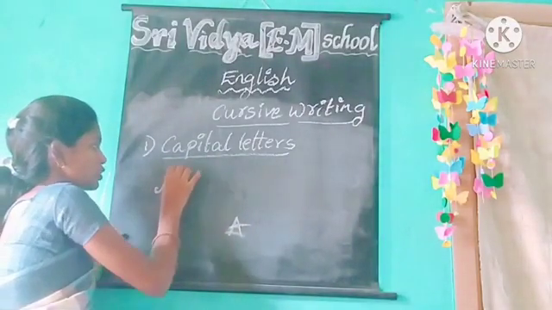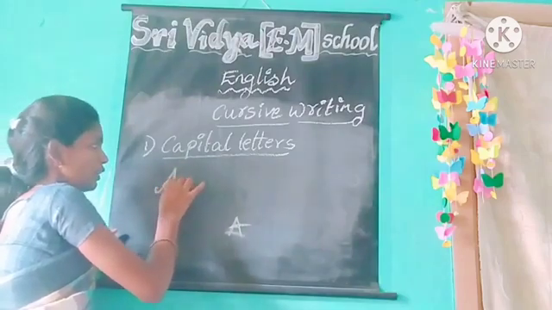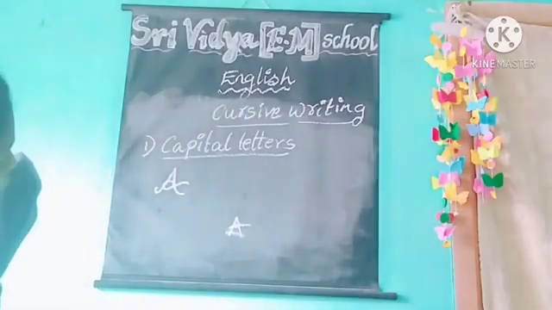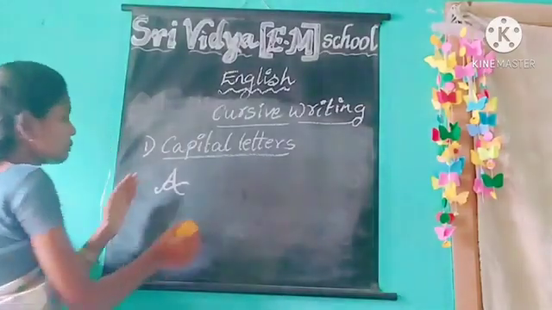From the point here, it should be started, and it should be written like this. And this letter is known as the A. Okay. It should be some slanting.